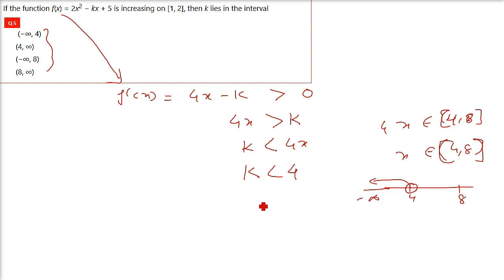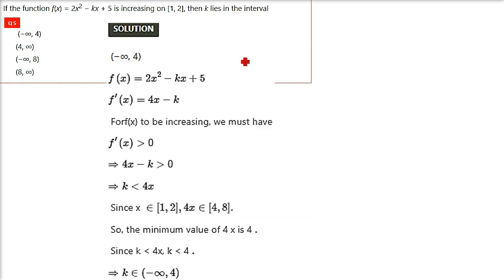Now what is the interval? It's negative infinity to 4, because till what point will you go? On the left of 4, it is negative infinity. So k belongs to (-∞, 4). So this is the whole process, or the steps which you can follow in order to solve it.